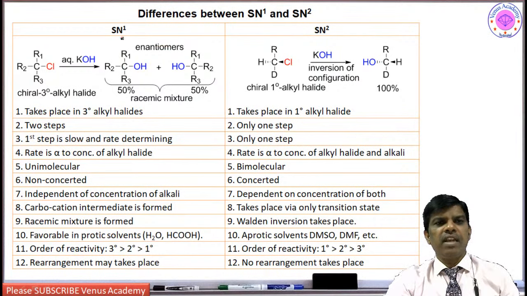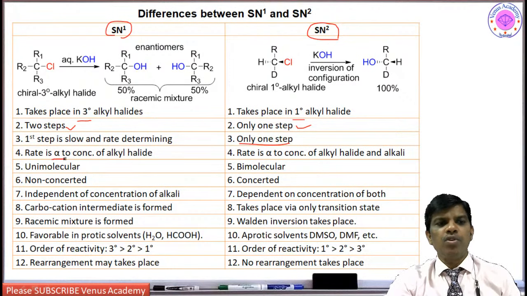So this SN1 reaction takes place in tertiary alkyl halides, and SN2 in primary alkyl halides. SN1 is two steps, and SN2 is only one step. The first step is the slow step and rate determining. Since SN2 is only one step and a concerted reaction, rate is proportional to concentration of alkyl halide and alkali, whereas SN1 depends only on the alkyl halide. SN1 is unimolecular, whereas SN2 is bimolecular.